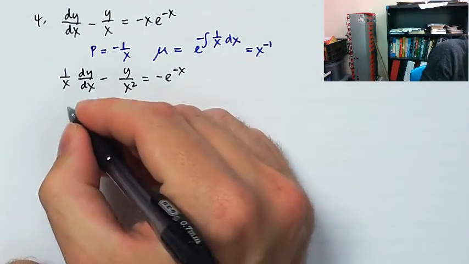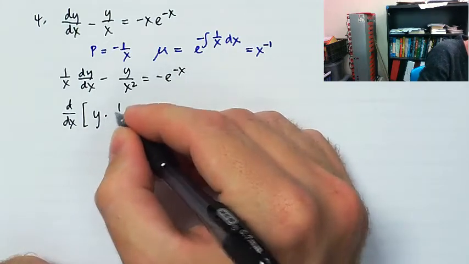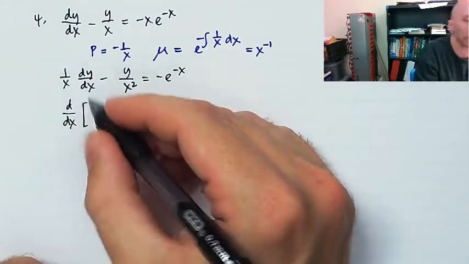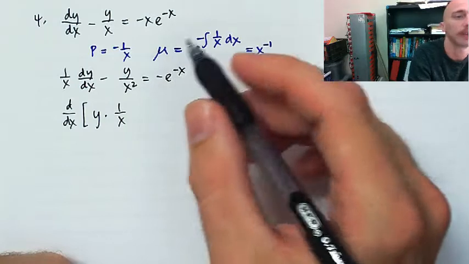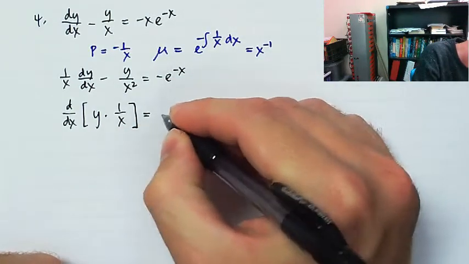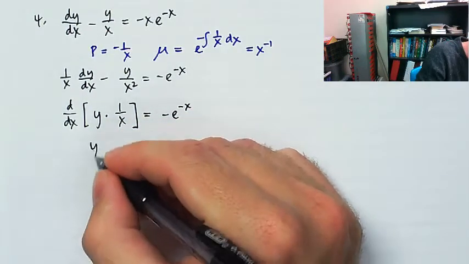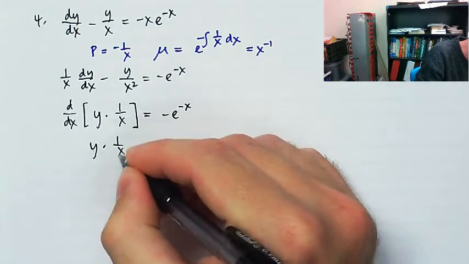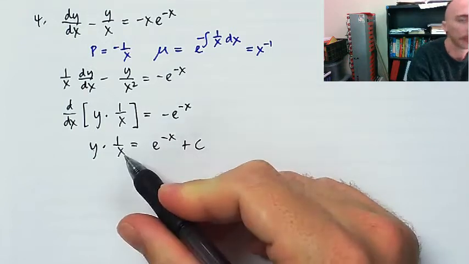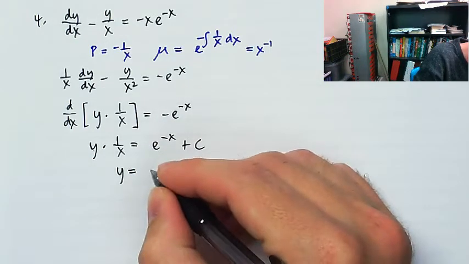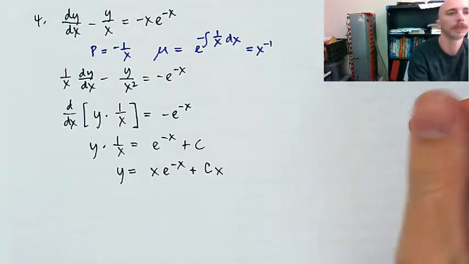Okay, now I'm going to say, hey, wait, this is the derivative with respect to x of y multiplied by 1 over x, right? Because I left 1 over x the same and took the derivative of y over here, and over here I left y the same and took the derivative of 1 over x, which is negative x to the negative 2. This is the type of thing we might like to take the antiderivative of. So I'll have y times 1 over x equals positive e to the negative x plus c. And then I just multiply both sides by x to solve for y, and y is equal to x e to the negative x plus cx.